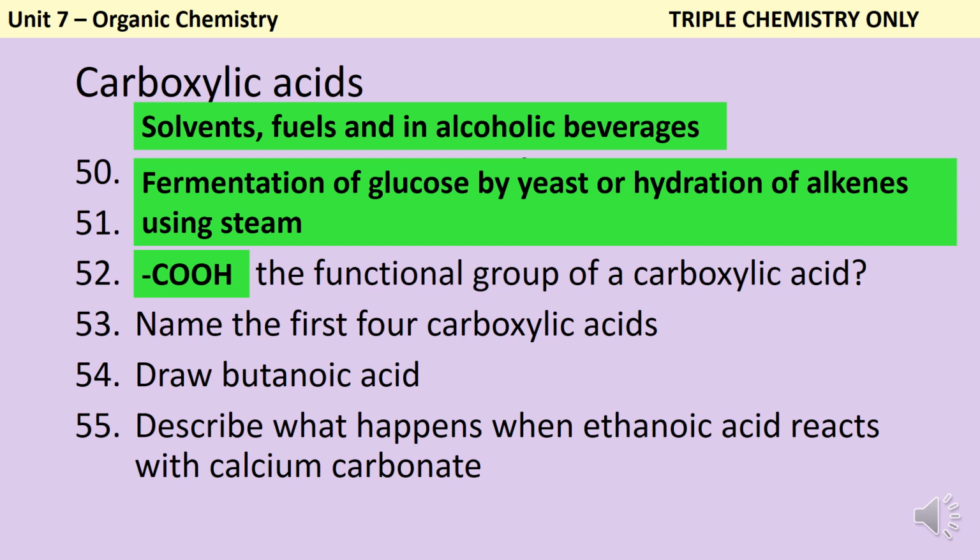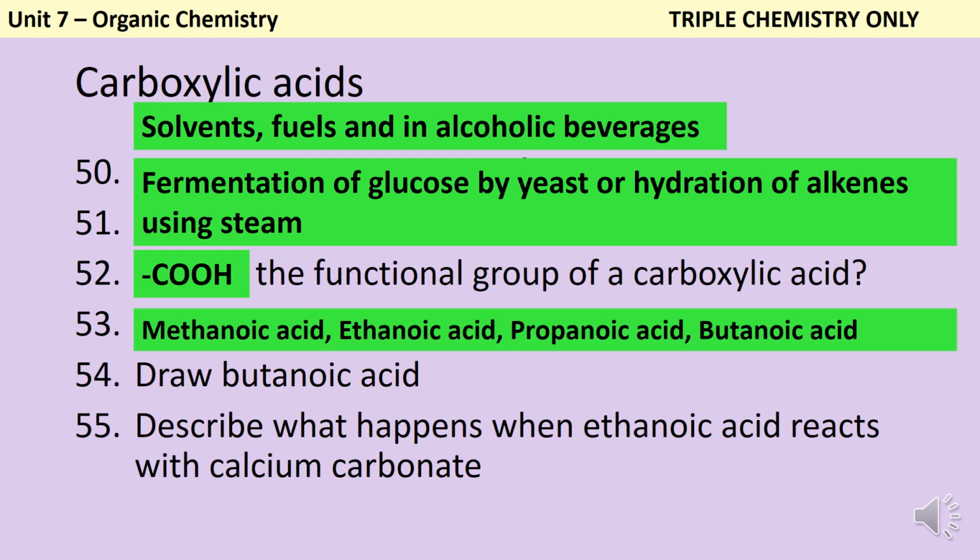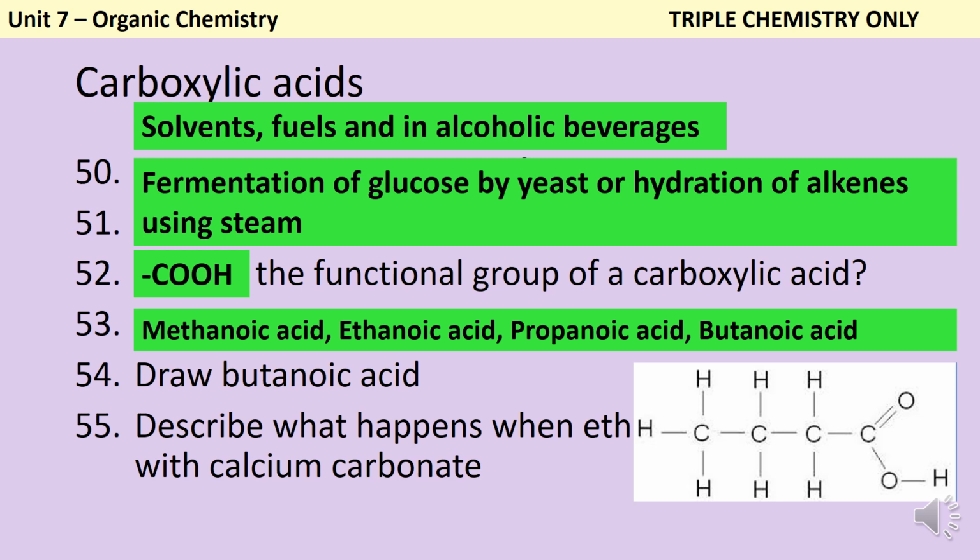The first 4 carboxylic acids are methanoic acid, ethanoic acid, propanoic acid, and butanoic acid. And butanoic acid looks like this. So you can see here the functional group slightly more clearly. It involves a carbon atom double bonded to an oxygen atom, and then also single bonded to a second oxygen atom, which is in turn bonded to a hydrogen atom.